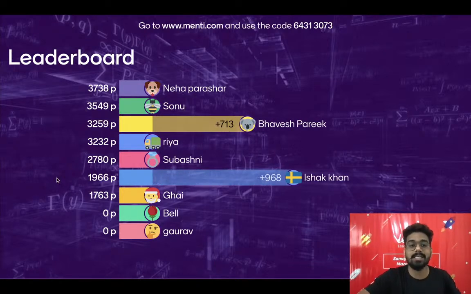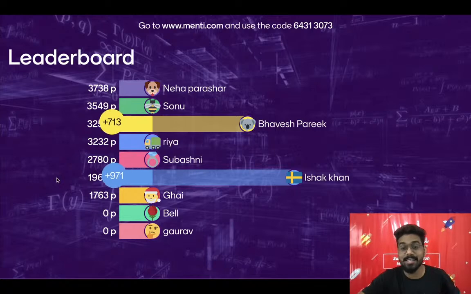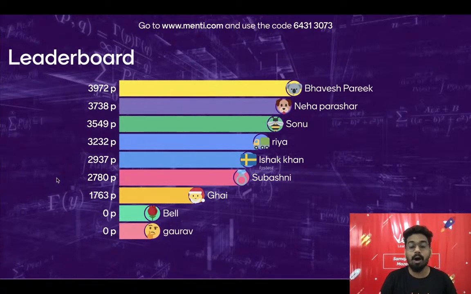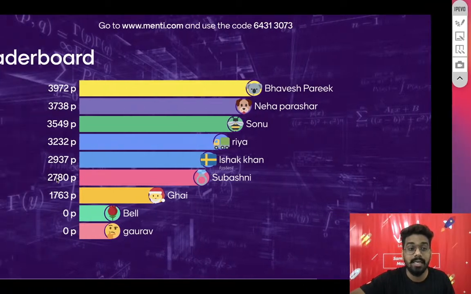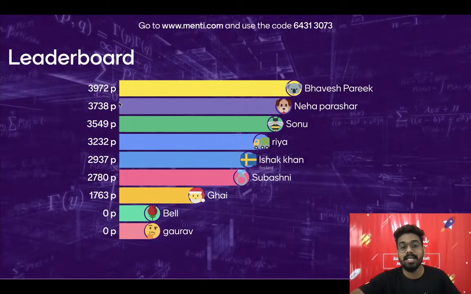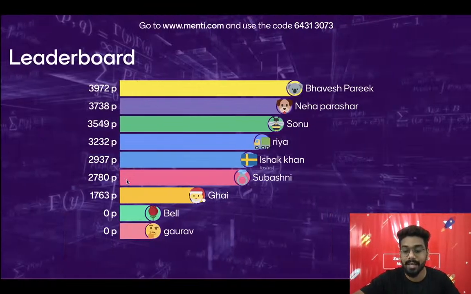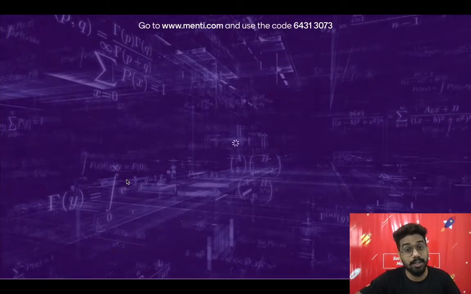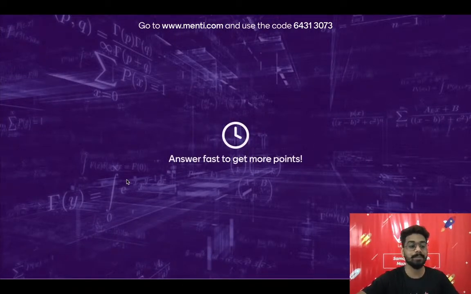Bhavesh and Ishaq are the only persons, and interestingly, as I've said, this is a volatile session. Volatile means the topper keeps on changing. Now we have a new topper, Bhavesh, and Ishaq was the fastest for this question. Now one question, and still I would say Bhavesh, Neha, Sonu, Ria and Ishaq, 5 people, and even Subhashini. Anyone can be topper as of now. One question and your speed also matters. Let's see who will give the right answer for the day. Question number 10. Take your time and make sure you are giving it correctly.